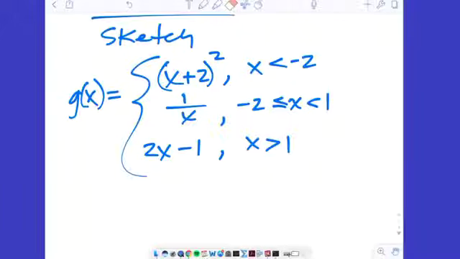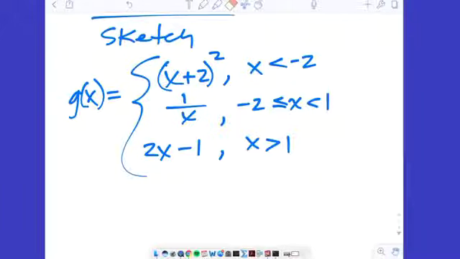And if you look at the individual pieces, it's part parabola here. That's an x squared function. It's part reciprocal function, 1 over x. And it's part line, 2x minus 1. So everywhere to the left of -2, it's the quadratic. And then it switches at -2, you can see here, to 1 over x.